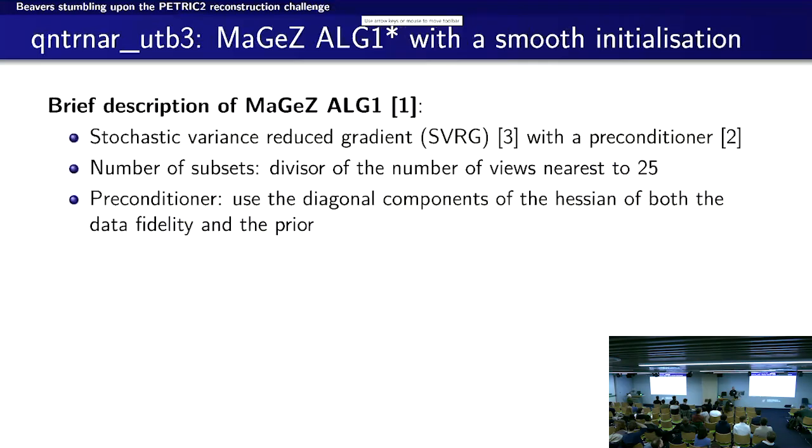Now we wanted to try this with an algorithm that was known to be highly performant. We applied that on Algorithm 1 of MaGeZ. A brief description of the algorithm is that it is a stochastic variance reduced gradient that uses a preconditioner. The number of subsets was the number nearest to 25 that was a divisor of the number of views, and the preconditioner also only uses the data fidelity term and also the prior.